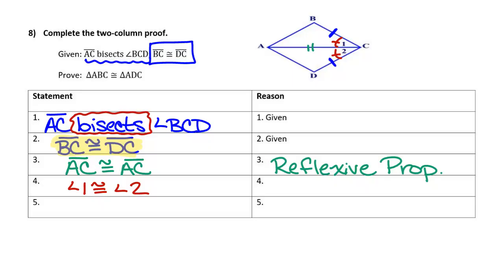They're not a linear pair. They are side by side, but they're not a linear pair because together they make just a bigger angle, not a straight line. Linear pairs are side by side, but together they have to make a straight line.